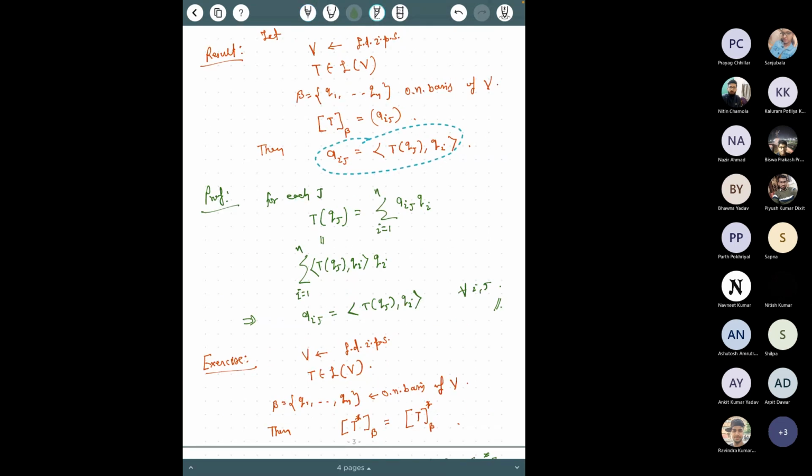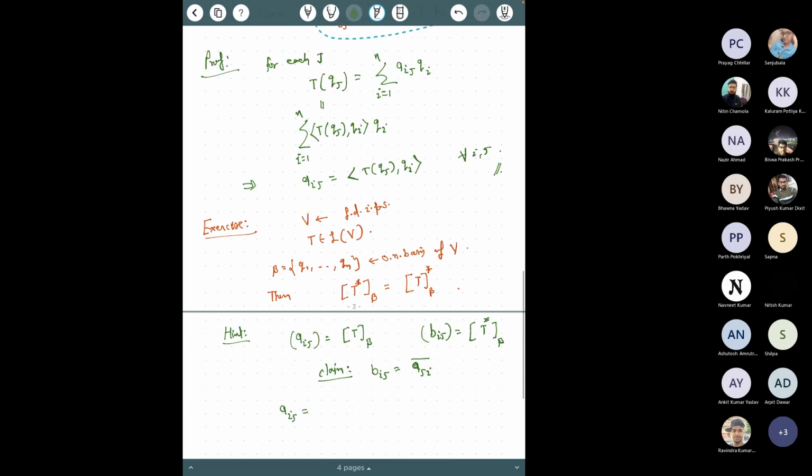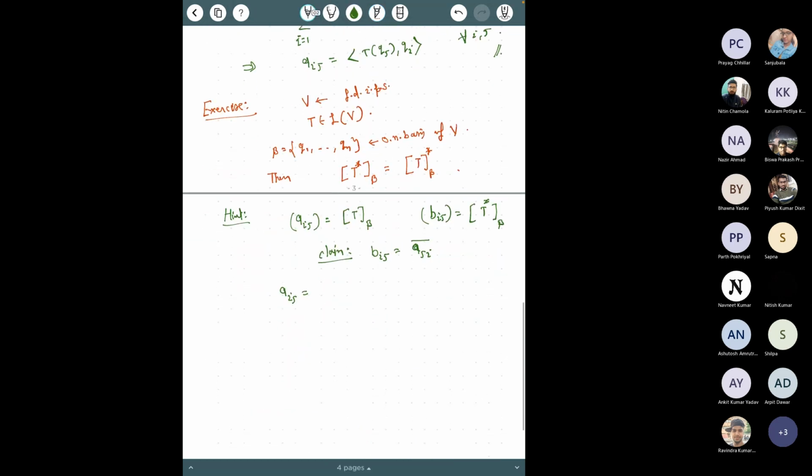This is true for any operator T. So what would this Aij be? Tell me what Aij would be because of the previous result. It is just the inner product of T of Qj with Qi. But similarly, you can write it for Bij also, because Bij is a matrix representation of T star, and T star is a linear operator. So the same way, Bij would be the inner product of T star Qj with Qi.